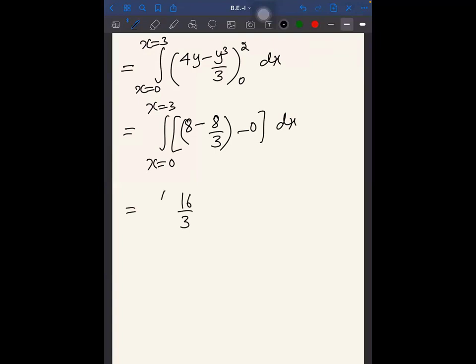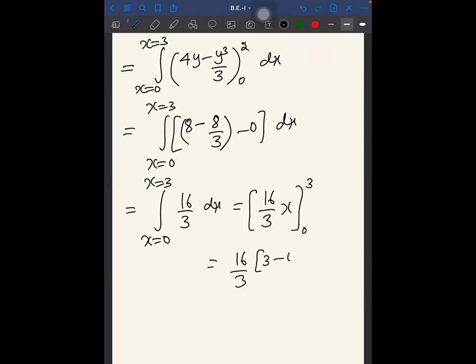x is equal to 0 to x is equal to 3 dx. So this becomes 16 by 3 x, 0 to 3. So this becomes 16 by 3 times 3 minus 0. So it becomes 16. Okay, so let's do one more question on this.